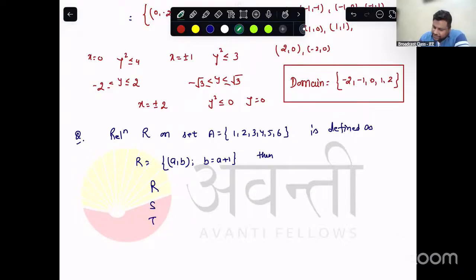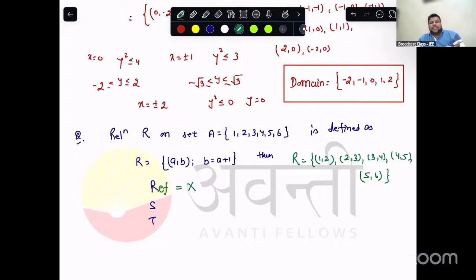See, the relation here will be (1, 2), (2, 3), (3, 4), (4, 5) and (5, 6). Yes or no? Because they have provided b is a plus 1, so the second entry is 1 more than the first entry. Got it? Now, is it reflexive? Definitely no. Because neither (1, 1), (2, 2), (3, 3), (4, 4), (5, 5), (6, 6), nothing is there.